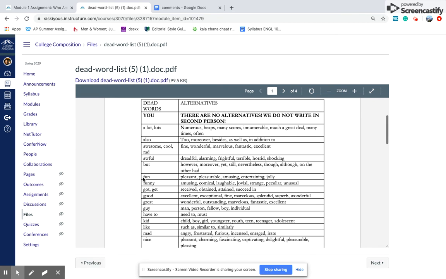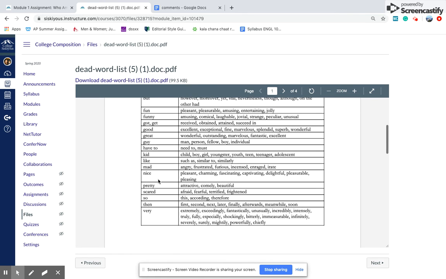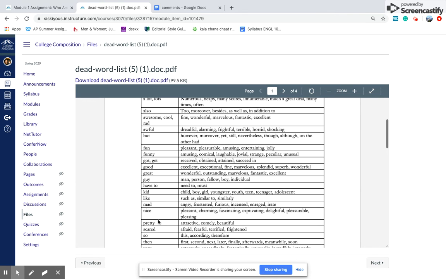For instance, if you're using get and got quite a bit in your writing, then go through, do a Control F search, find every instance of that, and substitute something else that is more specific. So any of these words: a lot is a common one, nice, mad, like, very. If you can take those out and substitute more specific words, you're probably going to get a better grade in this class and other writing-based classes. So that's a resource for you.